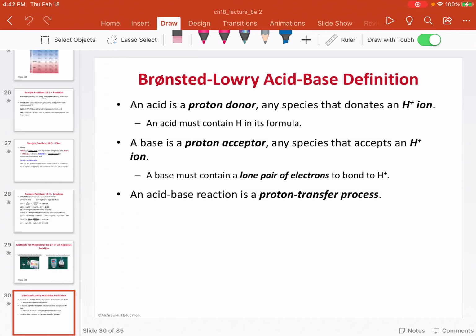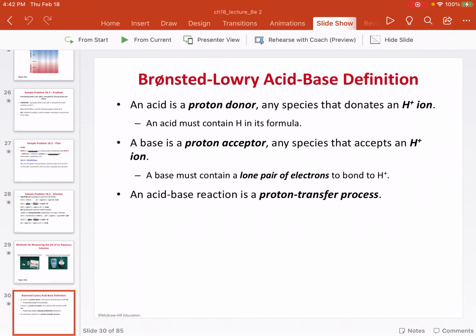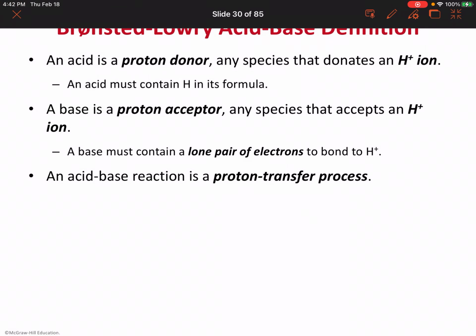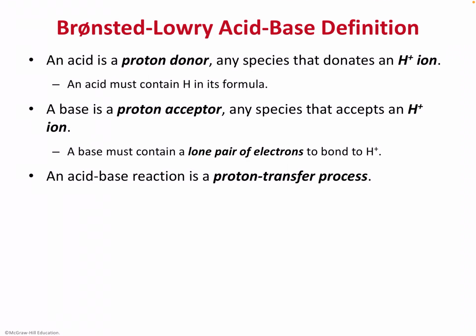Hi everyone, here we are back again to our chapter 18. We are talking about acid bases, right? And previously we learned about acid base definition, where if it is an acid, you need to have H plus ion in the form of hydronium ion, and then the hydroxide would be your base. Now let's look at this definition.